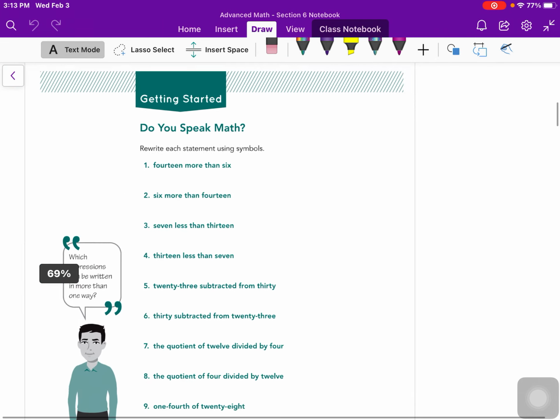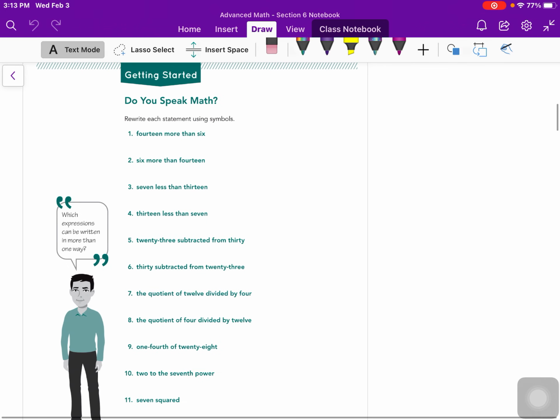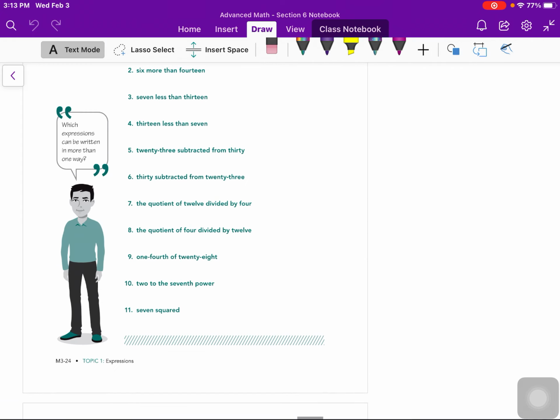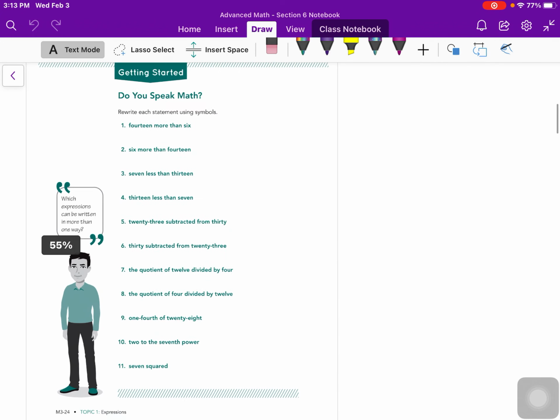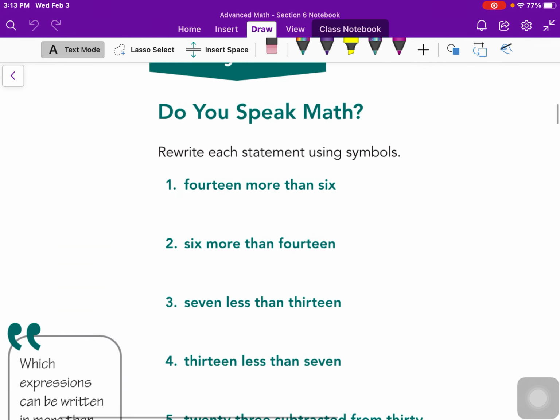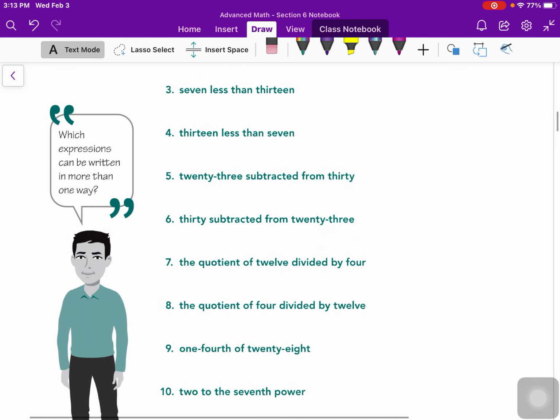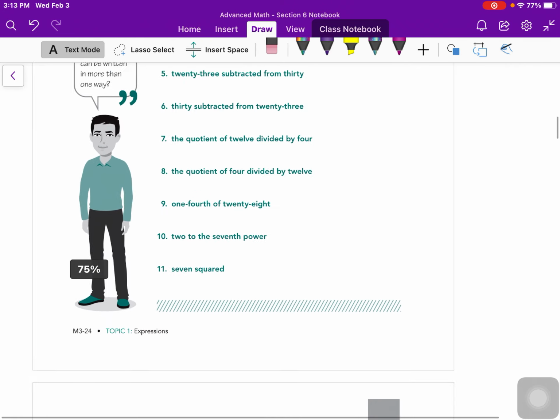The getting started, I want you to think about this really quickly. I'm not going to go over these, but go ahead and pause the video here for a second and see if you can rewrite each statement using math symbols. So one example would be 14 more than 6. You would write 6 plus 14. This kind of gives you a little hint into what we're doing today with this lesson. So just test out your skills. Would you be able to do that for all of these, 1 through 11?